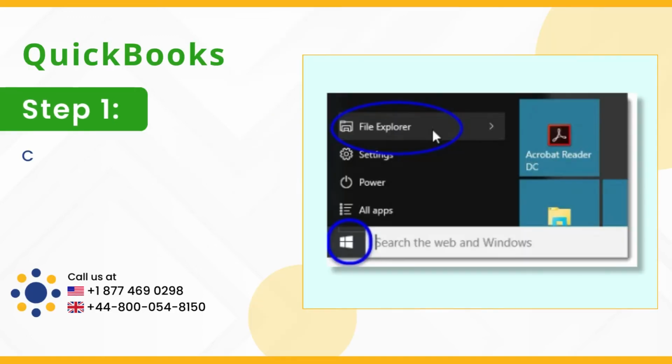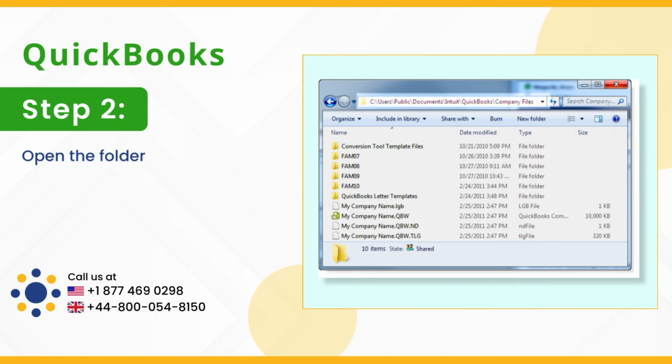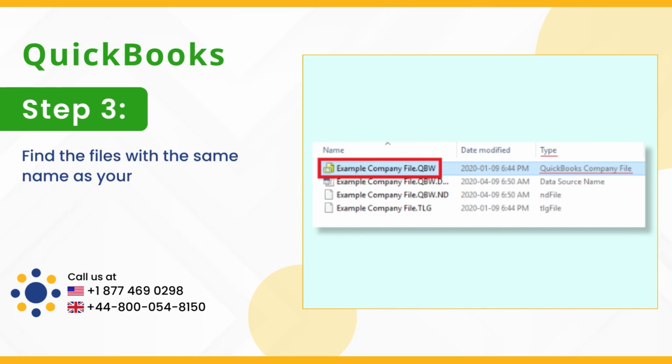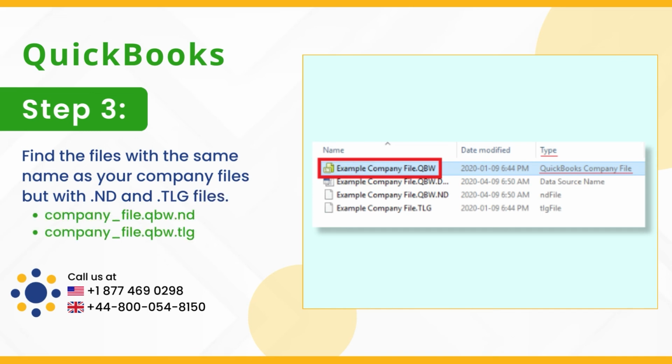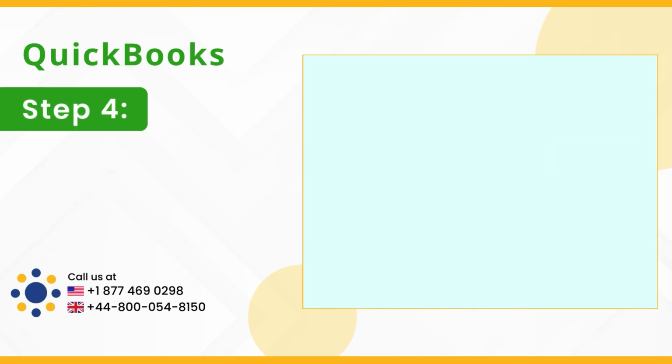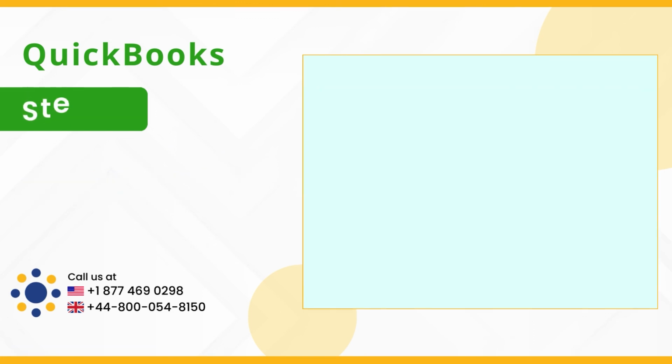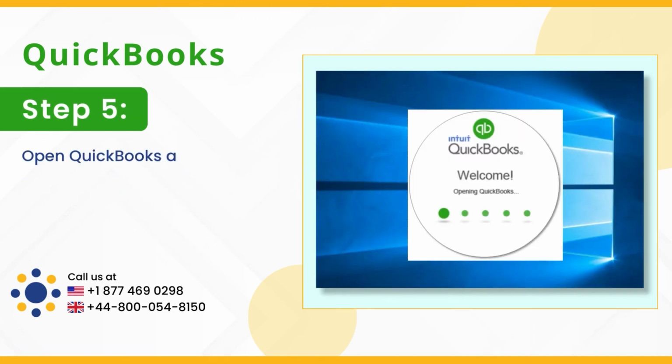Step 1. Click on the Windows Start button and open File Explorer. Step 2. Open the folder where the company file is stored. Step 3. Find the files with the same name as your company files but with .nd and .tlg extensions. Step 4. Right-click on each file and select Rename, then add Old at the end of each file. Step 5. Open QuickBooks and see if the error is resolved.